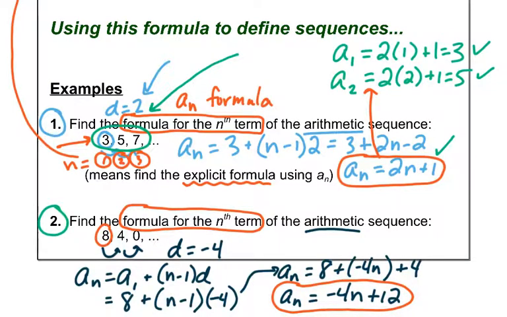What would a sub 3, for example? I know a sub 3 is 0. I know the third term is 0. Let's just check. What would a sub 3 be according to our formula? A sub 3 would be negative 4 times 3 is your n plus 12. And that would be negative 12 plus 12 is 0. So it does work. You got it. And that's how you find the formula for the nth term.